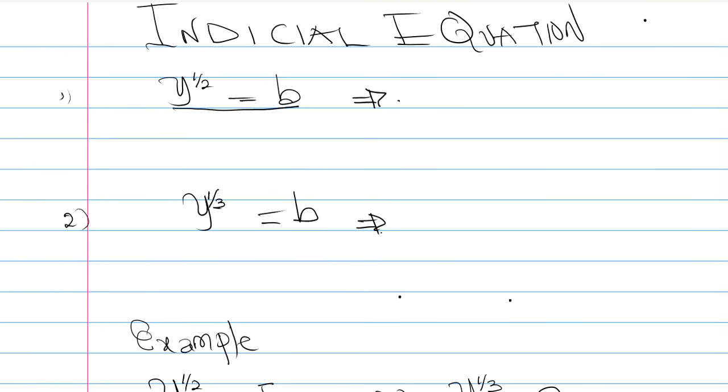Now we have y to the power of one half equal to b. It means for y, we just multiply this by the exponent of 2 to both sides. It means y is equal to b squared. So this is the formula we are going to be applying throughout.